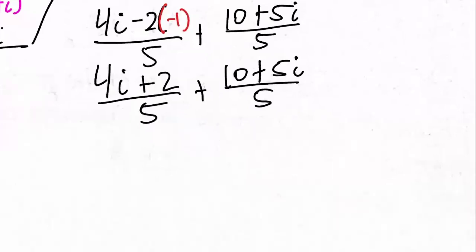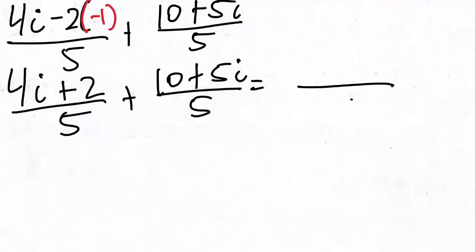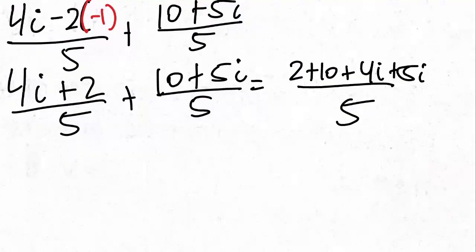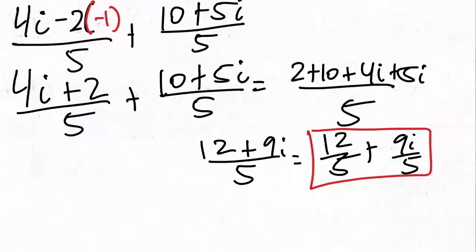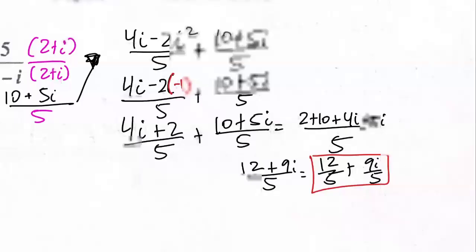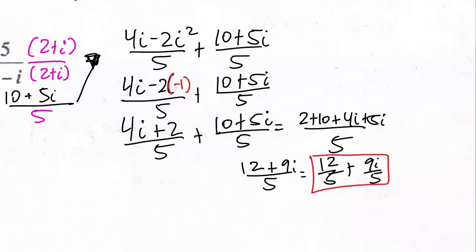All right. So they combine the numerator. So remember for the rule of fractions, the denominator stays the same. 2 plus 10 plus 4i plus 5i. 2 plus 10 is 12. 4 plus 5 is 9i. So 12 over 5 plus 9i over 5. Two and 2 over 5 plus 1 and 4i over 5. Making a mixed number.